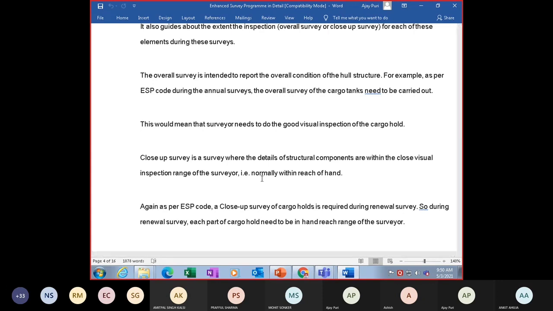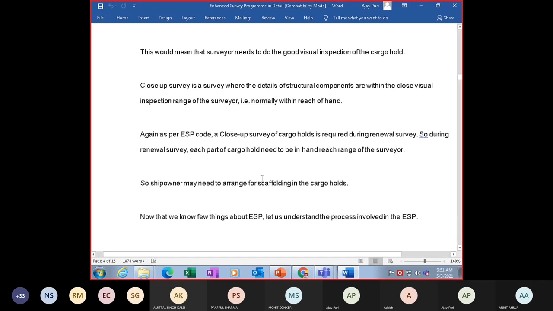आजकल तो ड्रोन से भी करते हैं जल्दी, बट अगर वो अप्रूव करे तो ड्रोन कैन कम वेरी क्लोज एंड गिव यू फोटोग्राफी। सर इसमें वो थिकनेस मेजरमेंट भी होता है क्या? हाँ होगा, जहाँ आपको सस्पेक्ट होगा वहाँ थिकनेस मेजरमेंट होगा। क्लोजअप सर्वे का मतलब नहीं कि पूरे टैंक का अल्ट्रासोनिक गेजिंग करा जाए, ओनली एरियाज वेयर दे सस्पेक्ट वहाँ गेजिंग होगा। बिकॉज आप हाथ लगा के चेक कर रहे हो ना, तो आप चेक कर रहे हो अगर वहाँ कोरोजन हो रहा है तो वहाँ फिर अल्ट्रासोनिक करेंगे। सो क्लोजअप सर्वे इज रिक्वायर्ड ड्यूरिंग रिन्यूअल सर्वे and each part of cargo hold need to be within hand reach range of the surveyor.